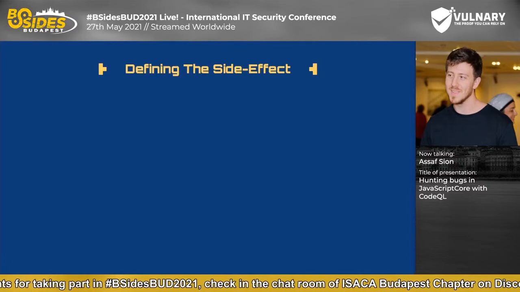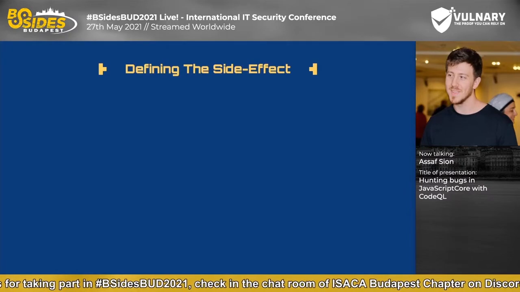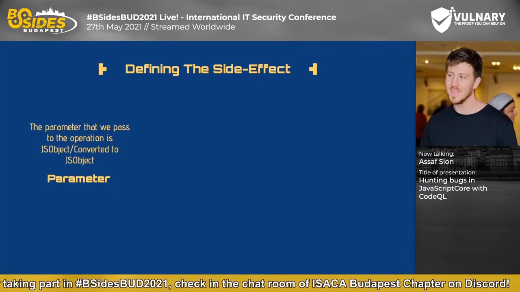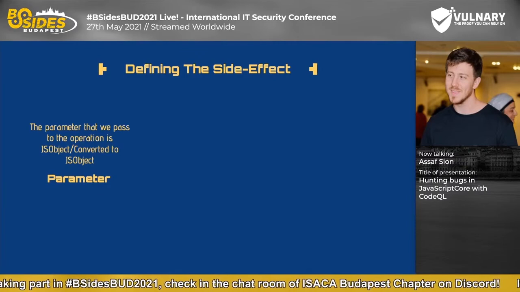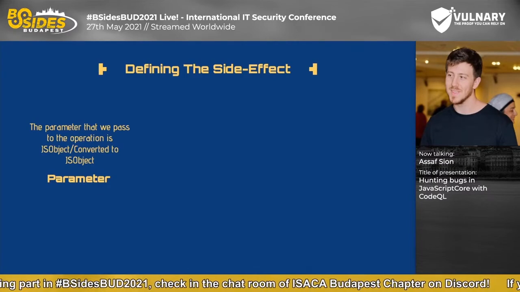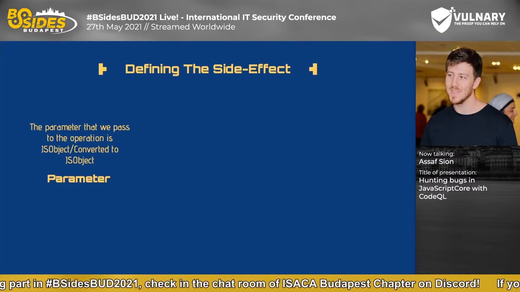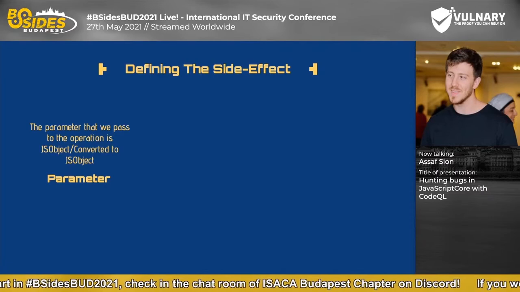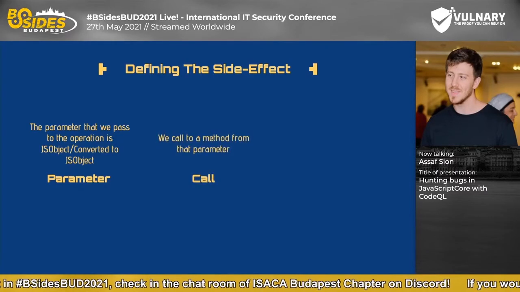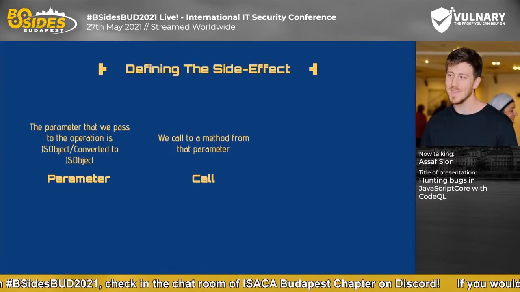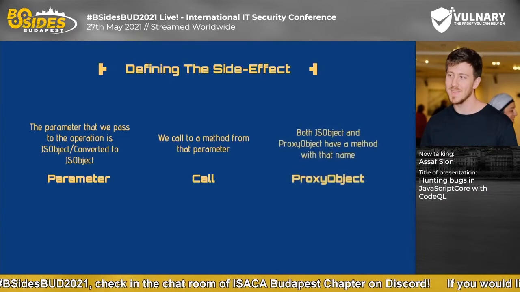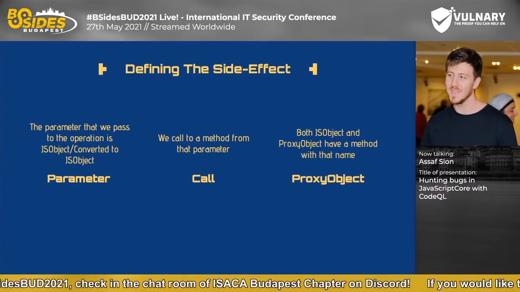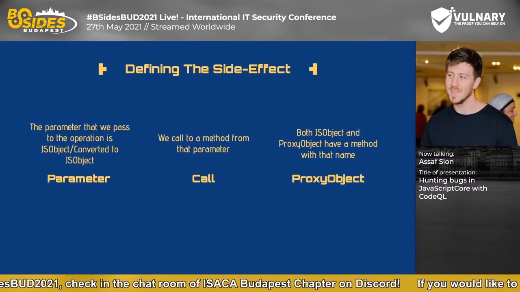Defining the side effect. This is the crucial part of the query. The side effect that we're looking for is constructed out of three parts. The first part receives a parameter with the type of JSObject, or somewhere during the flow of that operation, a parameter will be converted into a JSObject. Then there is a method call from that JSObject. And finally, there must be a different method from the class ProxyObject that shares the same name as the called method from JSObject.